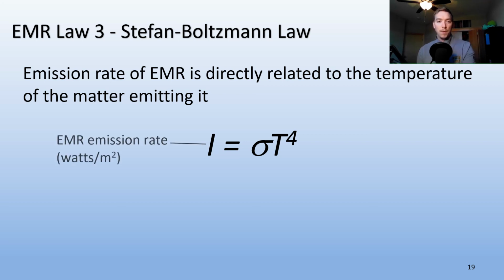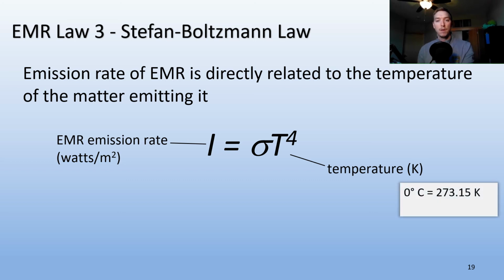So let me advance this here just a couple. We see at the left, that's electromagnetic radiation emission rate, or I, in watts per meter squared. The big T here is temperature in kelvins. At 0 degrees Celsius, it's 273.15 kelvins. At 100 degrees Celsius, it's 373.15 kelvins, just to give you an idea of that conversion.